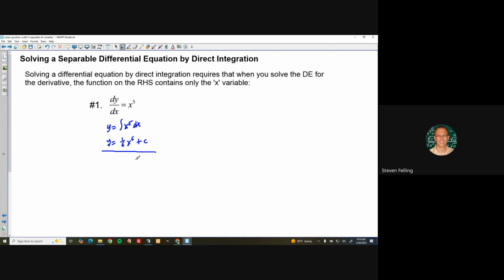Right? We could always double check that. If I were to take the derivative of this, it would be 6x to the 5th plus 0. And sure enough, that derivative would be this, so this is a solution to that differential equation. All right, but that works only if the right-hand side contains only the x variable, the independent variable.